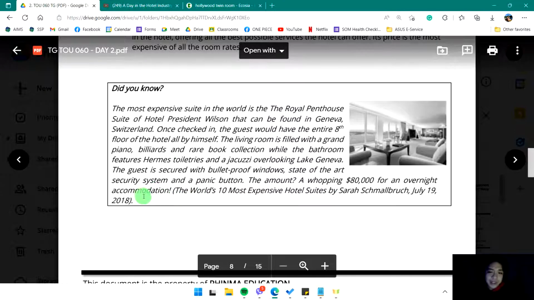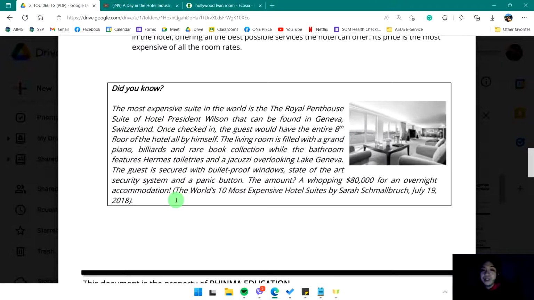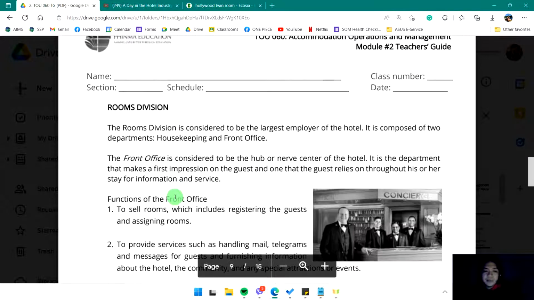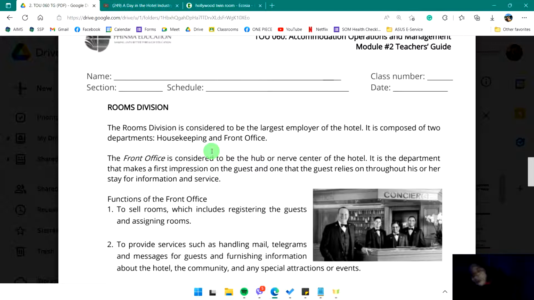You can read this for a quick trivia about the most expensive suite in the world. And then we move forward to the rooms division itself. Tagal na pala natin nag-uusap. Pero, dito sa rooms division itself, we are divided into two departments still. So we have the front office department and the housekeeping department. And for today's video, we'll try to focus more on the front office department side.